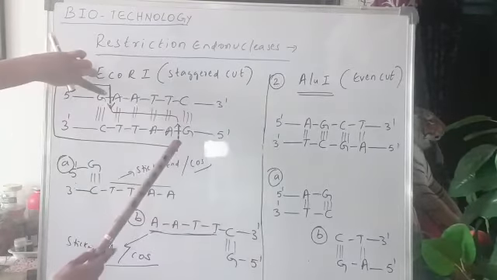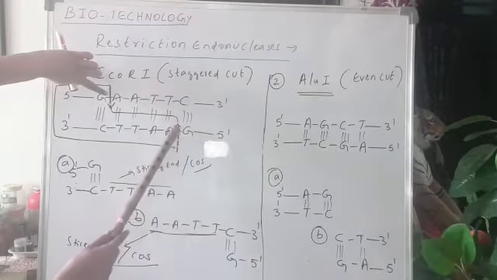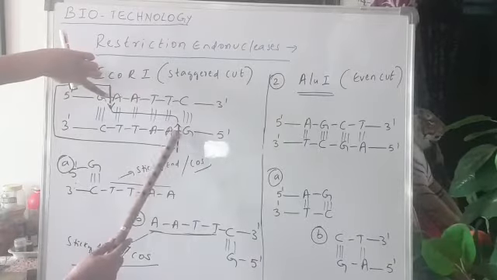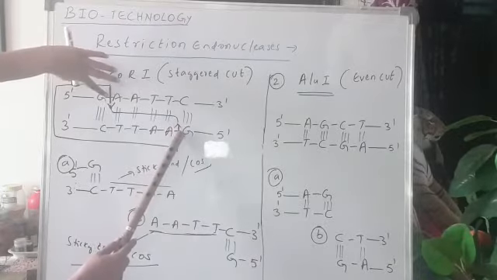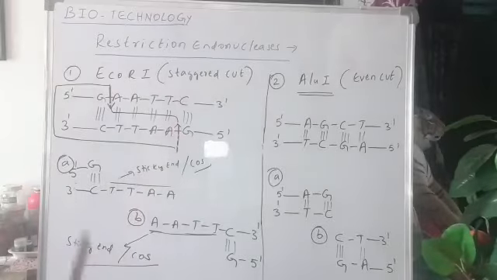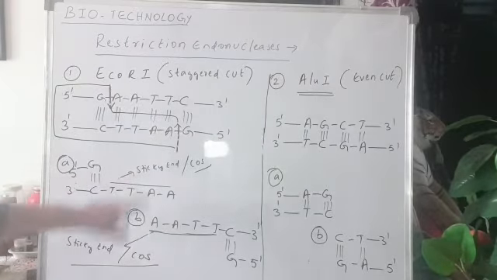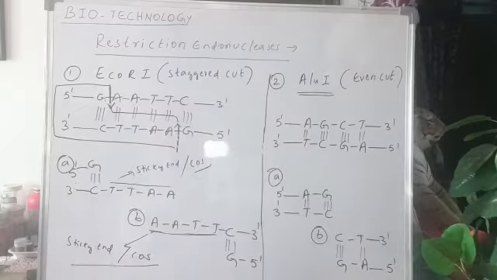Here the PD bonds breaking point is at different places. Here is one PD bond broken and here another. So this type of cut is known as an uneven cut or staggered cut. Now after this breaking we get 2 fragments.